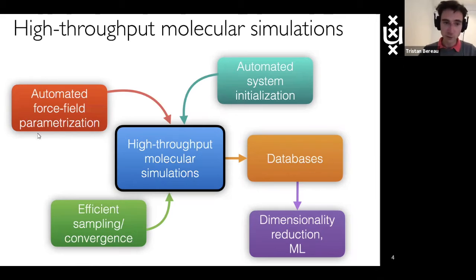That has mostly to do with parameterizing force fields. If you want to do this in a high throughput way, you have to automate it completely, even though force field parameterization tends to still be very much a manual, handcrafted exercise. Then initializing your system automatically as well, so preparing your sample. And then of course one ingredient that's a concern in MD is sampling, or converging your calculations to an extent that you can trust your results. All of these ingredients are required to get to a point where we can talk about high throughput molecular simulations.